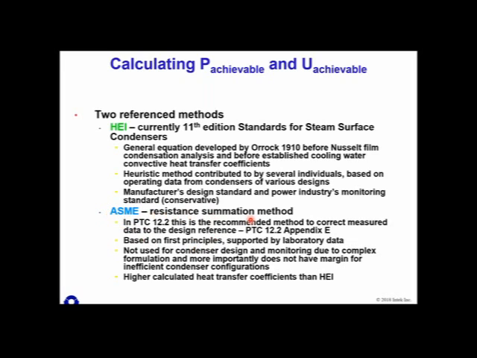The other one is an ASME resistance summation. Again, I said it's detailed in PTC 12.2. It's based on first principles. It's supported by laboratory data. It gives you higher heat transfer coefficients than the HEI method, and it's very useful for detailed studies. But it's a complex method, and it doesn't apply. You would not want to use this for monitoring your condenser.